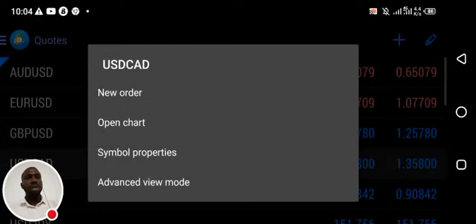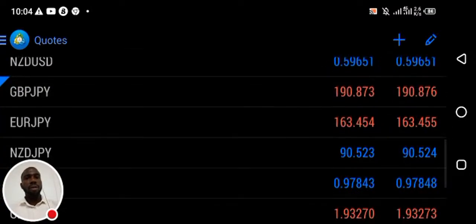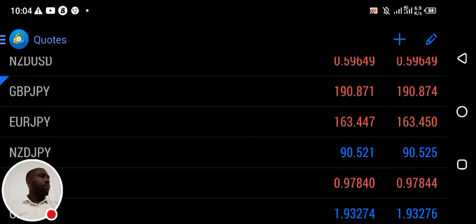Australian dollar USD, Euro Australian dollar, and GBP JPY. They are all in profit. Is there anything you want us to analyze? Please drop it in the comment section.